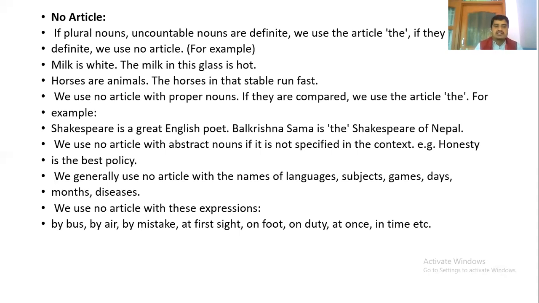We use no article with proper nouns. If they are compared, we use the article the. For example, Shakespeare is a great English poet. Balkrishna Sama is the Shakespeare of Nepal. Shakespeare and Balkrishna Sama are proper nouns, so in that case we do not use the, but in a specific case, when comparing, we do. We use no article with abstract nouns if it is not specified in the context. Example: honesty is the best policy.